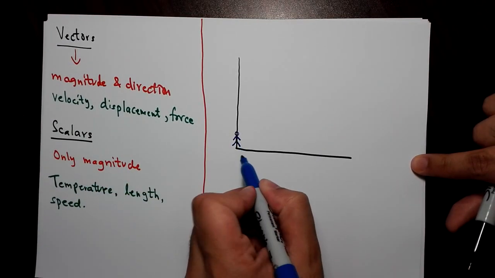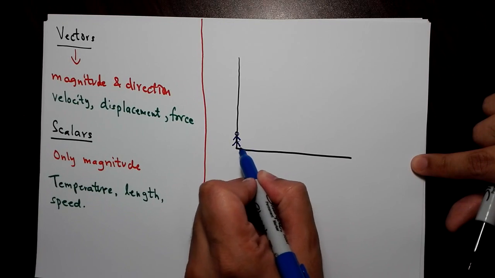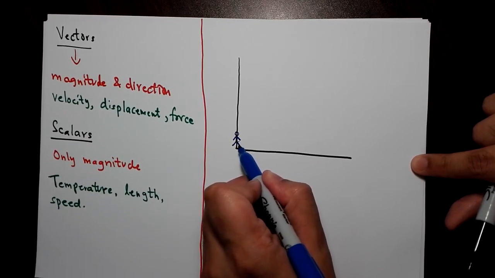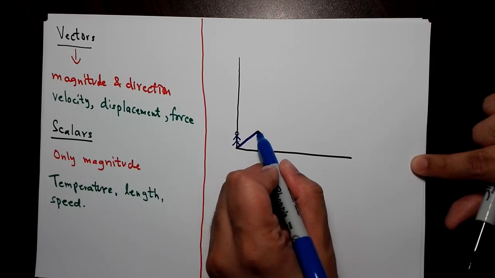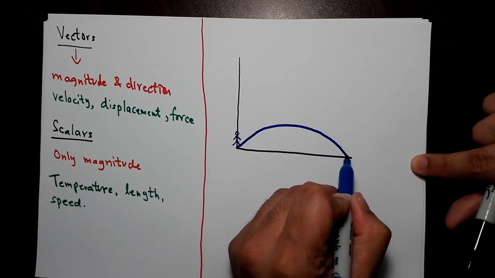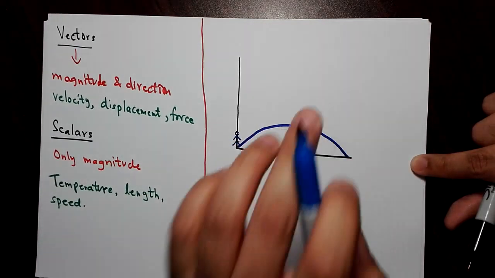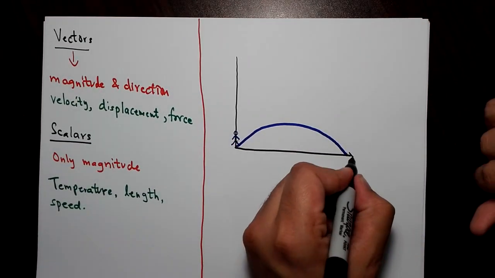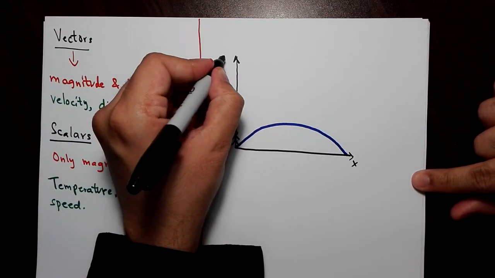You throw a ball. Okay, I want to make you throw the ball where the origin is. So let's start over here. Let's say you kick the ball. That's better, right? So then, there you go. The ball goes on a parabola and hits the ground. So let's call this your x-axis and this your y-axis.